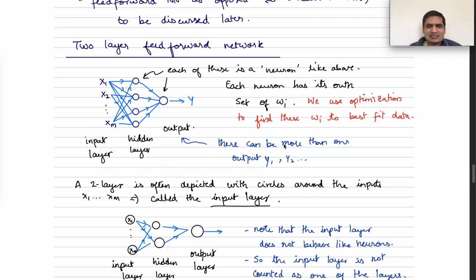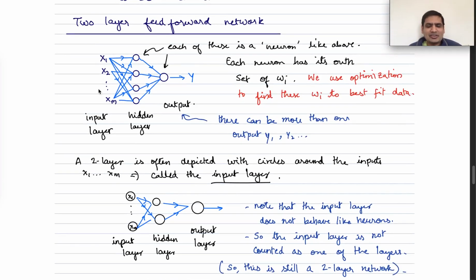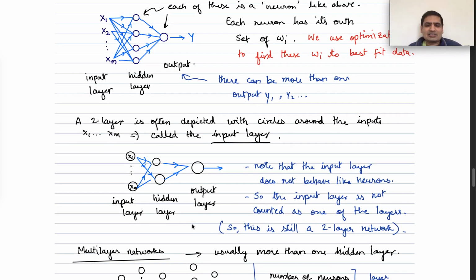Like I said, there can be more than one output, in which case you would just have multiple output neurons here. Okay. Very often, a network like this is actually depicted in this manner, where the input layer also has circles around it. But we don't necessarily count these things as neurons because all they are communicating is the signal forward to the hidden layer without any transformation. So this is just the input layer, which is not counted as a layer, and then the hidden layer and the output layer are the two layers that constitute this neural network.